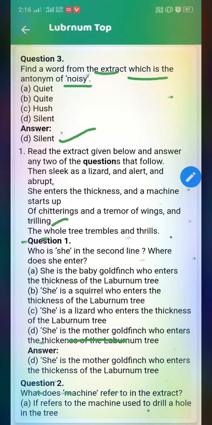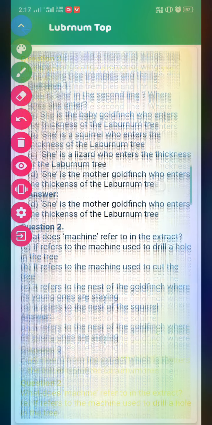Stanza has been given: then sleek as a lizard and alert and abrupt, she enters the thickness and a machine starts up, of chitterings and a tremor of wings and trillings. The whole tree trembles and thrills. Question number 1: who is she in the second line? Where does she enter? The answer, as you know, she is the goldfinch, the mother goldfinch, who enters the thickness of the laburnum tree. Next question. Let me scroll up.